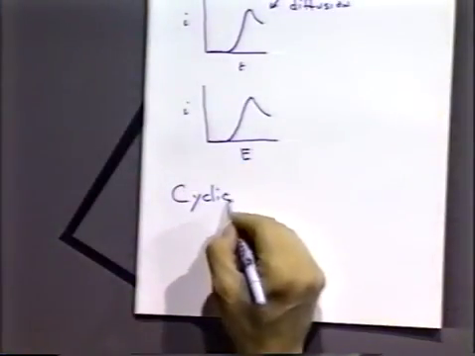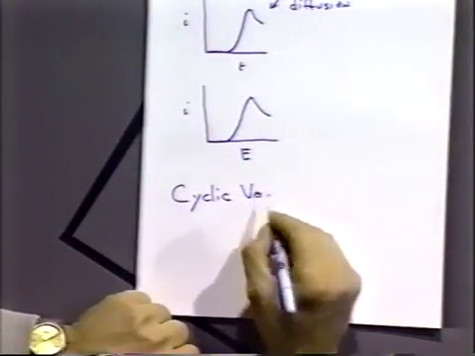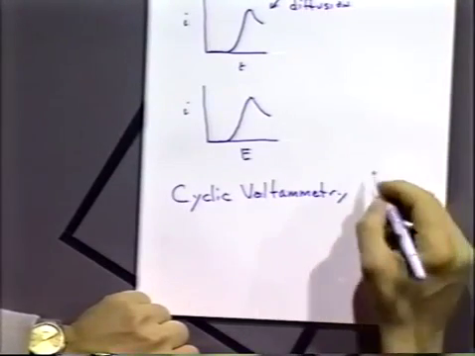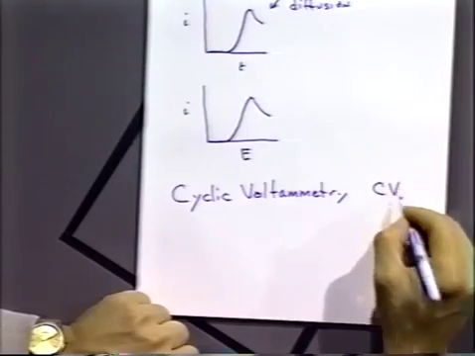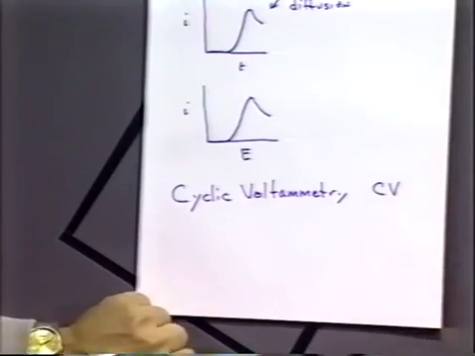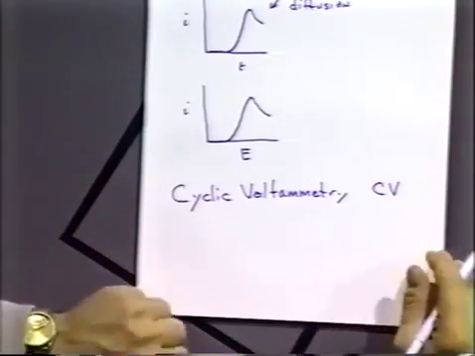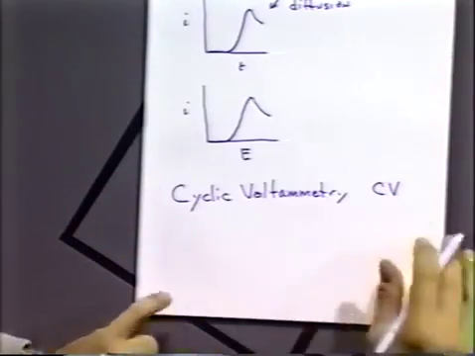Well, cyclic voltammetry is a variation of linear sweep voltammetry in which we just do an experiment, and almost everybody will say CV. I did a CV for a cyclic voltammogram or voltammetry, so what was the CV? Did you use CV? What does the CV look like? That's the lingo.